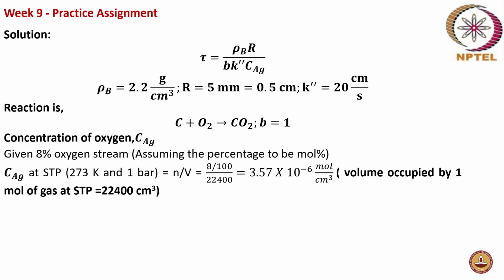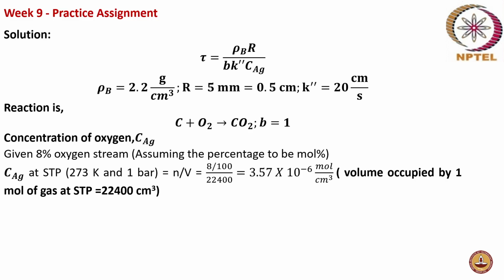Okay. Now, the concentration of oxygen at standard temperature and pressure, which is 273 Kelvin and 1 bar, is given by N by V, where N is the number of moles and V is the volume occupied by the gas at standard temperature and pressure. The volume occupied by 1 mole of gas at standard temperature and pressure is 22,400 centimeter cube.